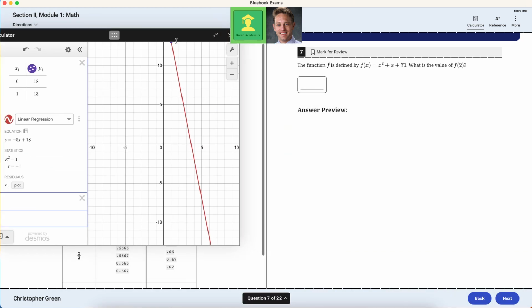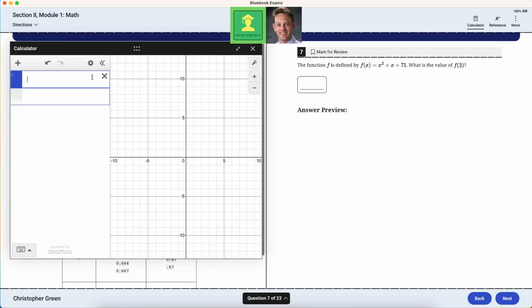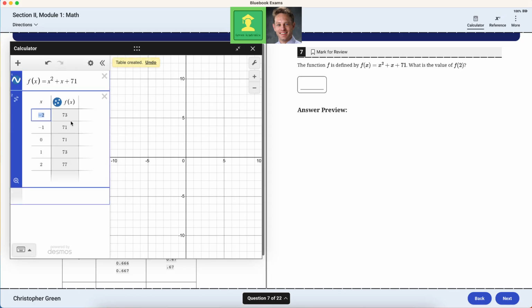A function is defined by that. What is the value of f of 2? Well, you could arithmetically plug in 2, or if you wanted, you could actually make a table and insert your own value. Let's do it that way from Desmos just to show the features. So I believe if you hit the gear wheel and then here, sure, and it automatically includes 2 in the grid of numbers. So the answer is 77.